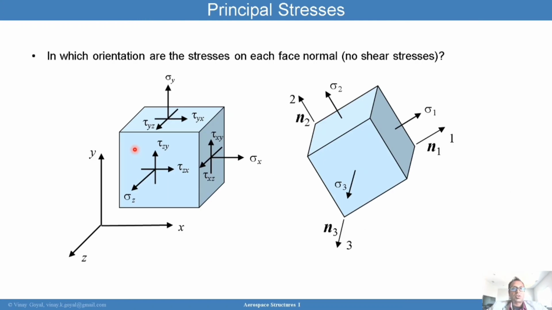So I want to answer the question of at what orientation this cube needs to be so that the stresses on each face that we have, basically only normal stresses are acting. There has to be one.